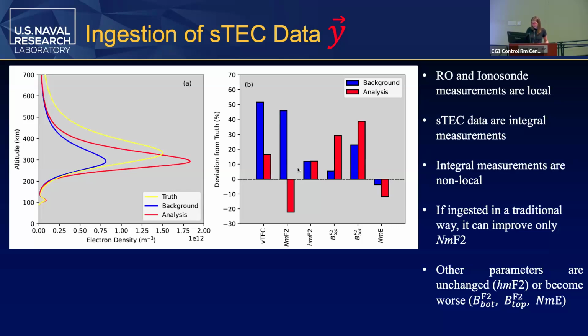But then look at all of the remaining parameters. HmF2 didn't improve. The topside thickness even got worse. Bottom side thickness got worse. NmE got worse. So the conclusion here is: let's focus only on NmF2, because that's the only parameter that we can actually improve with the ground-based GPS data, and forget all of the other parameters. But we don't just forget them. We use COSMIC-2 radio occultation to correct all of the other parameters.